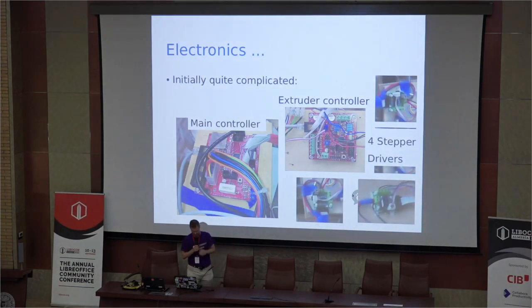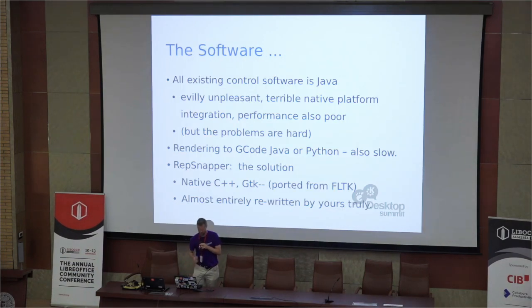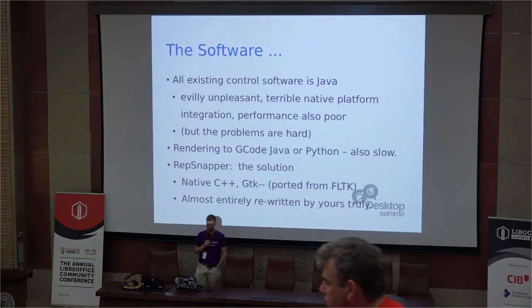Similarly, the electronics, you know, this is the first generation RepRap something or other from some wonderful people. MakerBot, I think, made these back in the day. Complicated. Extruder controllers, wires everywhere, God knows what. And now, with a simple Arduino and a shield, what they call a shield, this thing pops on the top, you can control, well, all sorts of things. Much, much more elegant and attractive. Although a bit annoying, you can only control four things.